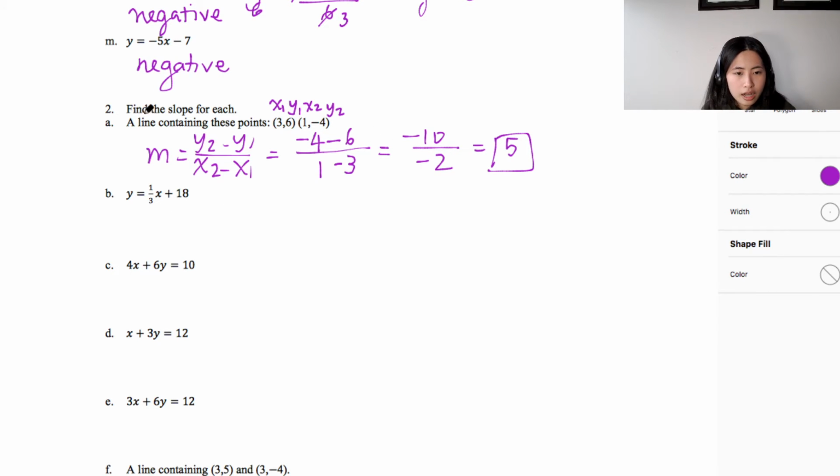Okay, so here we need to find the slope of each. Because it's in the slope-intercept form, all we have to do is write 1 over 3, and that's it.